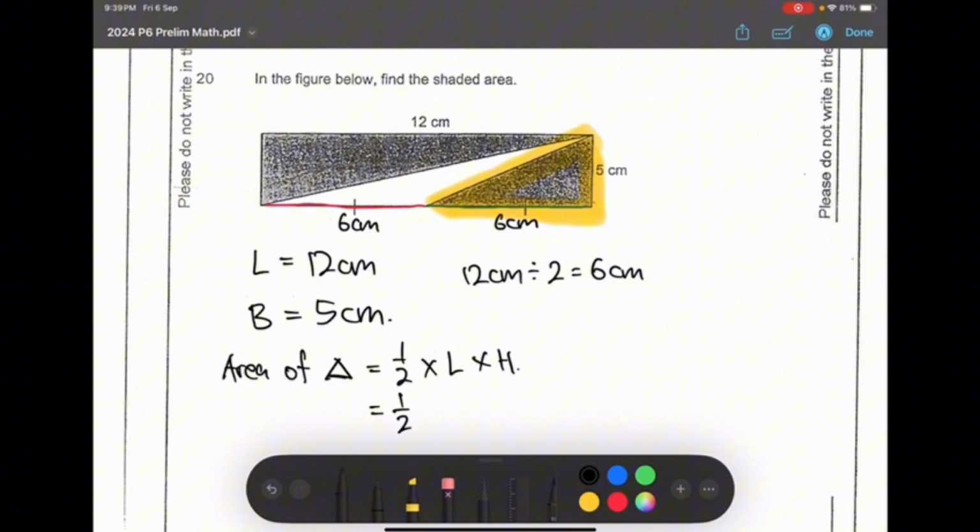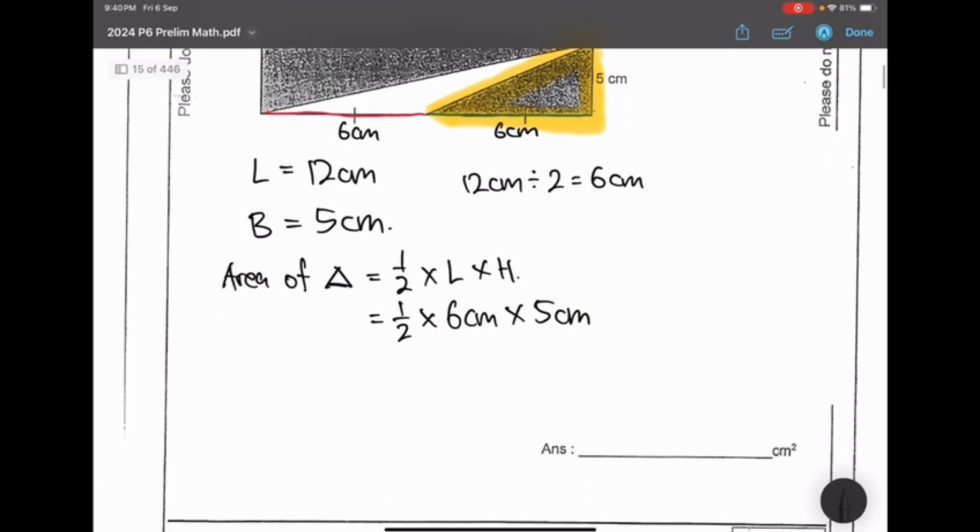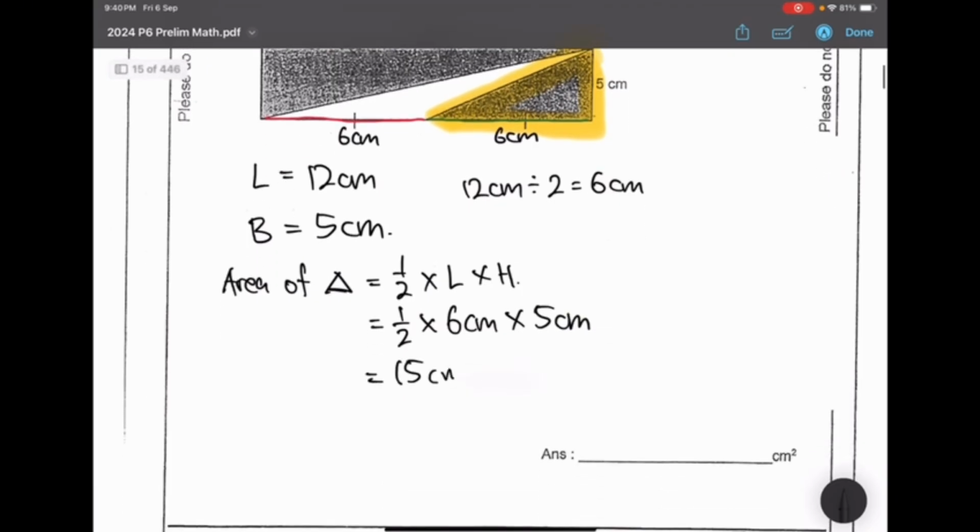Whenever I am looking at a figure, I want to highlight it to make sure I know exactly what I am looking at. So half times my length, that would be 6 cm, times my height, that would be 5 cm. And that will give me 15 cm square.